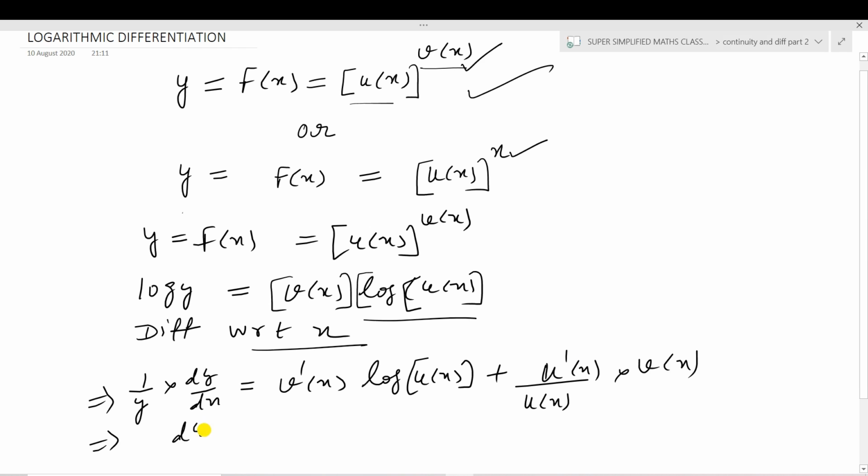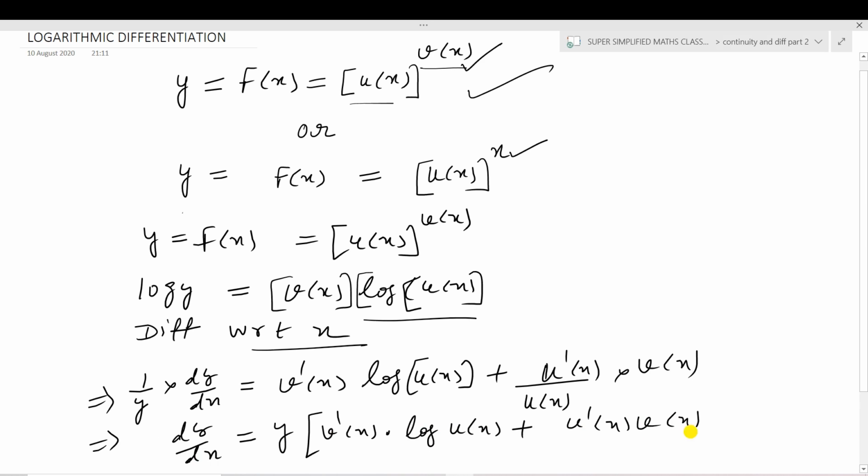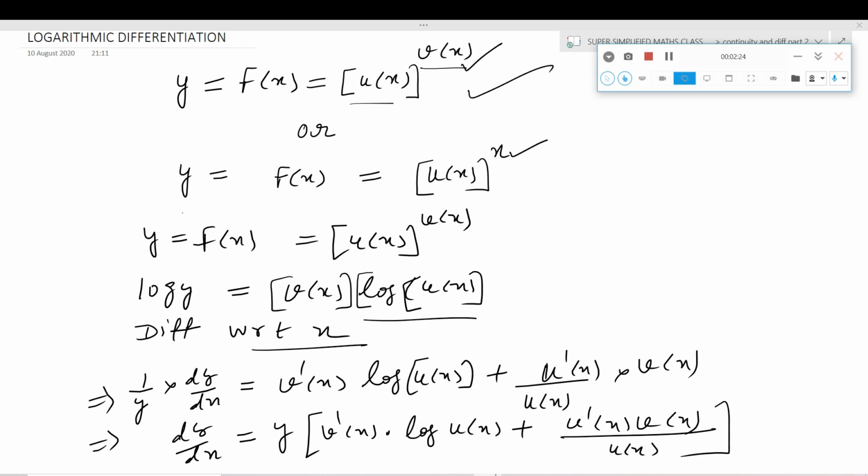Now you can find out the value of dy by dx, which will be y into v dash x into log of u(x) plus u dash x into v(x) upon u(x). So this was the formula. Now we take up some questions, and before that we shall be discussing the properties of log.